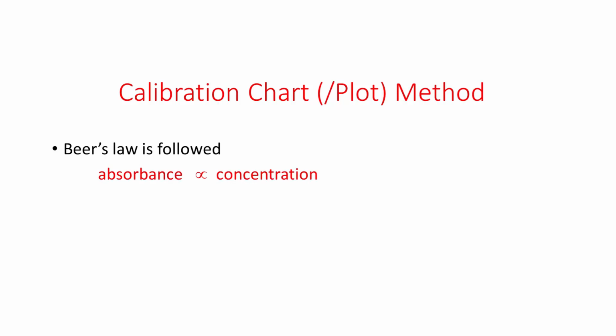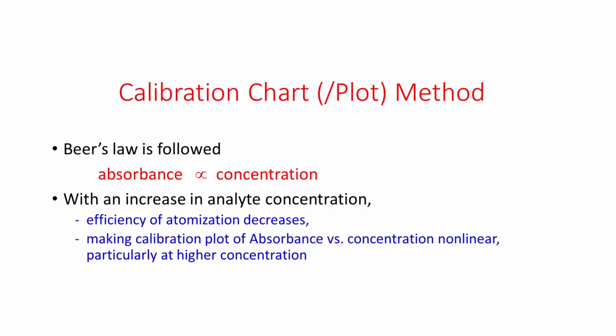Beer's law is followed. Absorbance is directly proportional to concentration. With an increase in analyte concentration, efficiency of atomization decreases, making the calibration plot of absorbance versus concentration non-linear, particularly at higher concentrations.